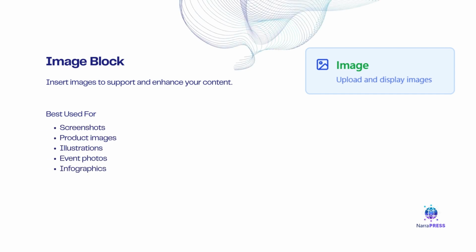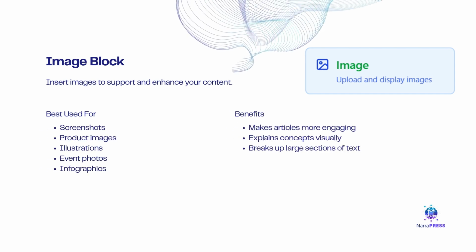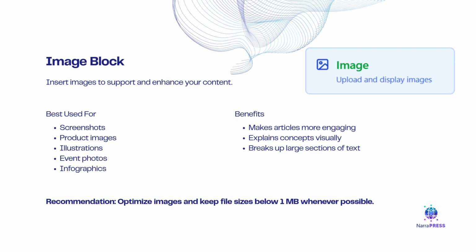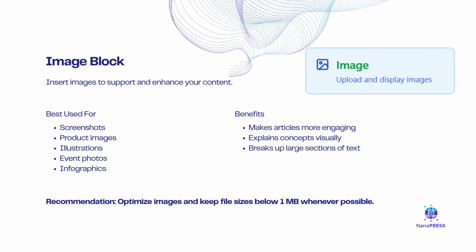Image block. Images help explain ideas that words alone cannot. A well-placed image can make your article more engaging and easier to understand. Use images to showcase products, demonstrate a process, share screenshots, or support your written content.